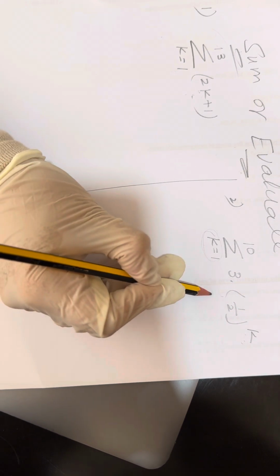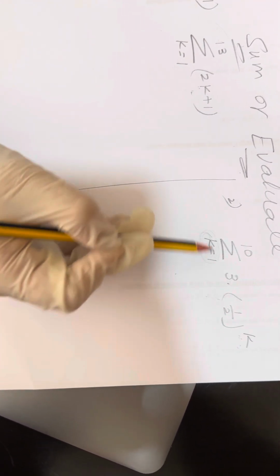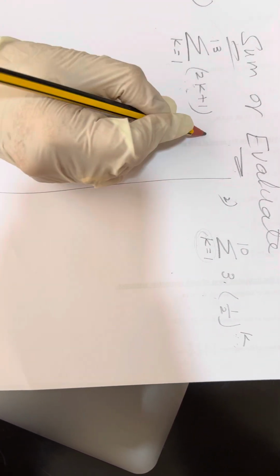But in which expression is k not a power? It means this is an arithmetic sequence. So this one is arithmetic, this one is geometric. Again, why? Because here whichever letter I am using is a power, but this one is not a power. So this is an arithmetic sequence. Now how can I find the sum?